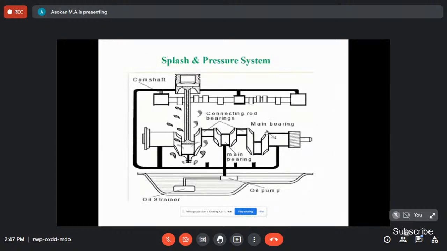And this is the splash lubrication system. In a similar manner, this is also a wet sump lubrication system. The scoop takes the oil, and there is also a pipeline, so through this the oil goes into the pressure system. The pump pressurizes the lubricating oil to the various parts.